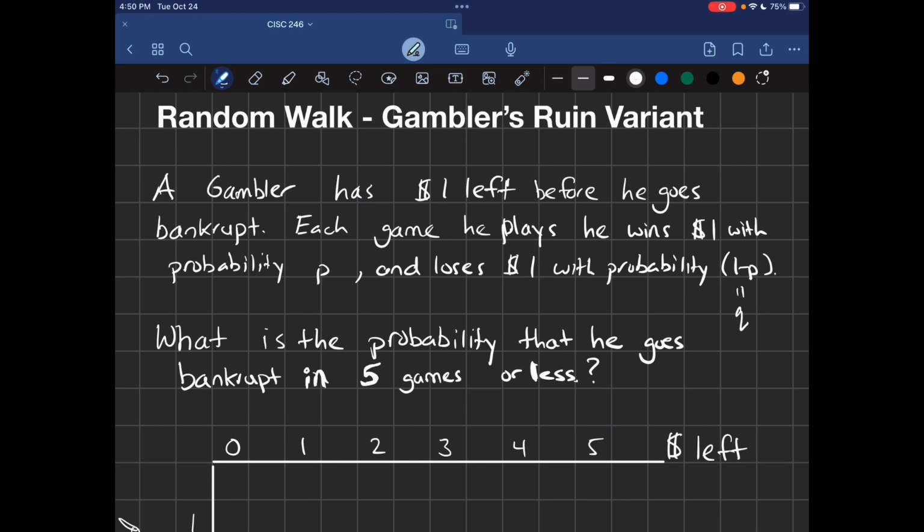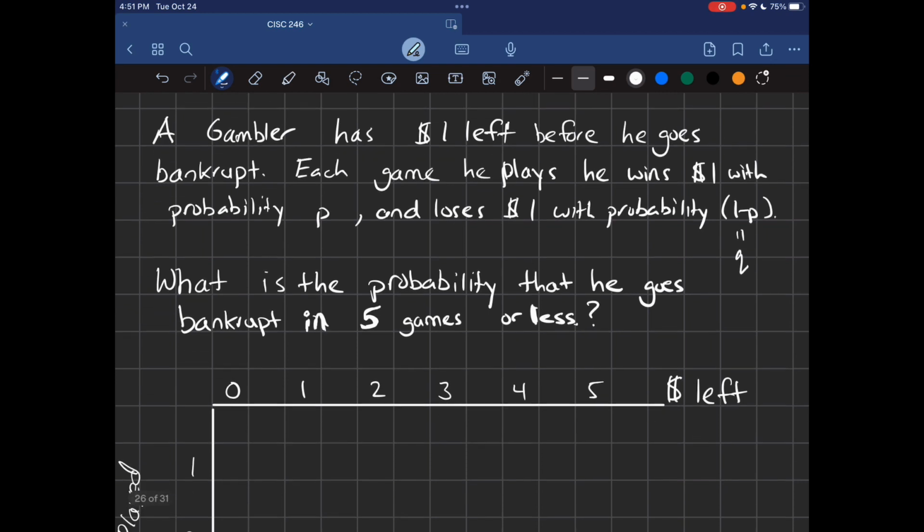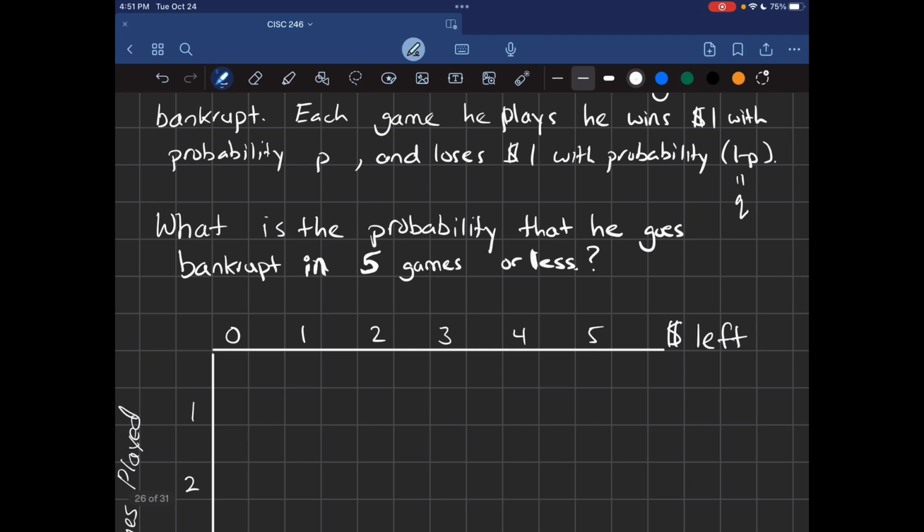So he's going up $1 or down $1. And it's random in the sense that each move he makes is independent of the previous move, and it is a random move. He doesn't have full control over it. Okay, so what is the probability that he goes bankrupt in 5 games or less? That's our question we're going to answer.